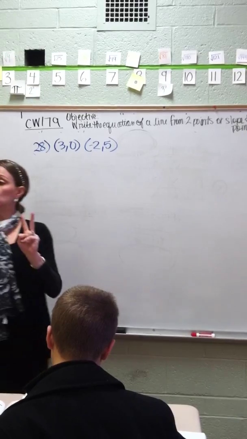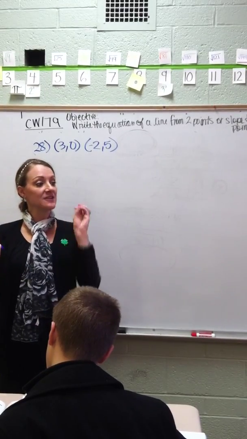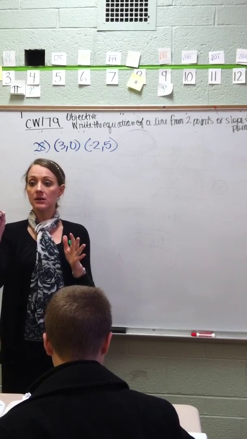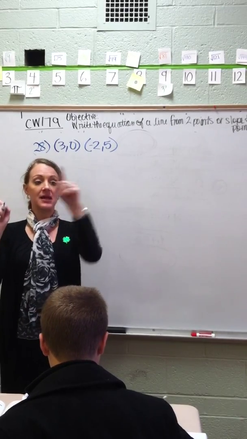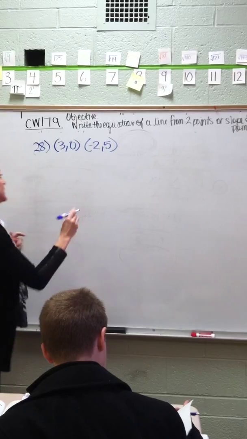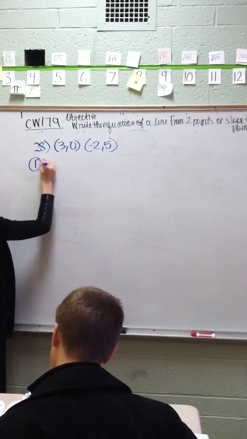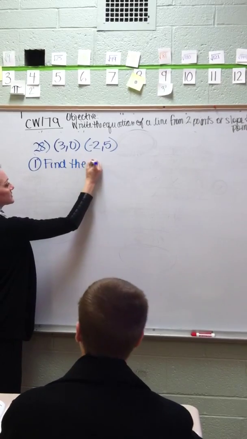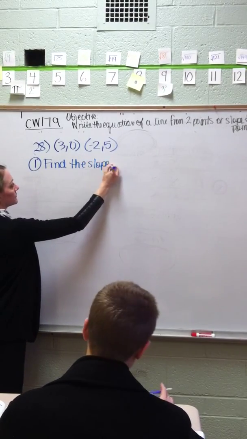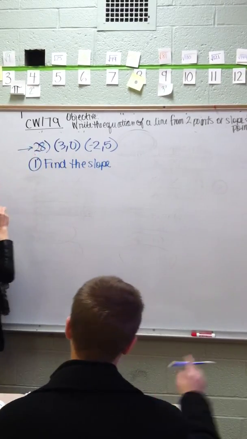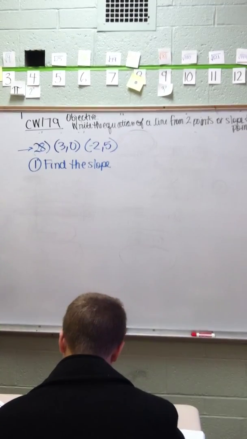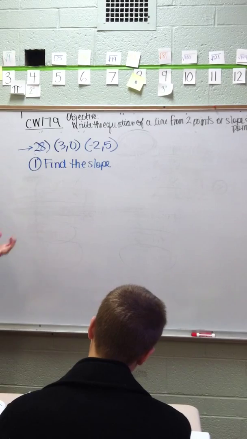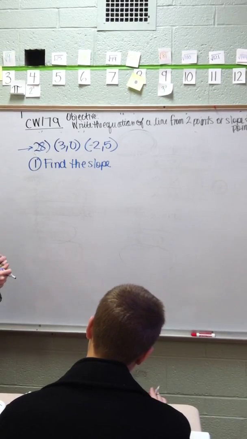So I've been given 2 points. What do I need to find first before I can do anything? Nick? Find the slope. I need to find the slope. So my first order of business is to find the slope. This is 28. Okay? Find the slope. What do I do to find this slope, Anthony?